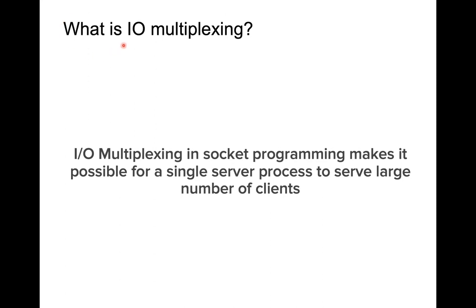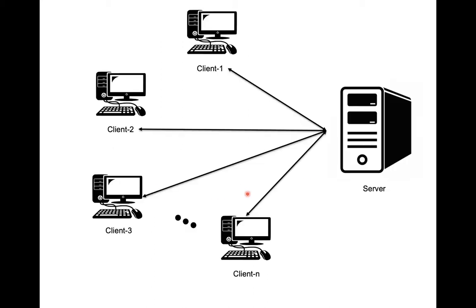So firstly, I will introduce you to I/O multiplexing. What is I/O multiplexing? I/O multiplexing in circuit programming makes it possible for a single server process to serve a large number of clients. Let us see it in this example.